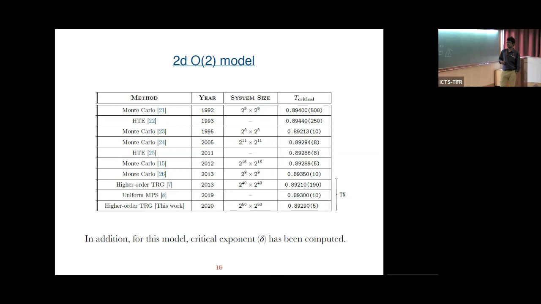In addition, I should mention that even though I'm not showing anything about it, the critical exponent delta, which is 15 in this case, a well-known critical exponent, has been computed for the 2D O(2) model. You get a number which is 14.9 plus or minus 0.2 or something like that. So tensor networks have been able to do that as well.